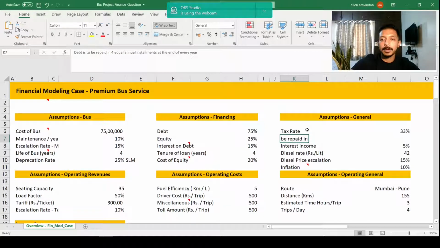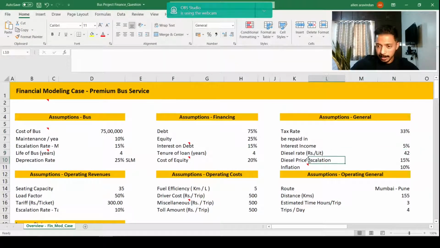On the right, I've got assumptions related to taxation. I'm assuming a corporate tax rate of about 33%. Interest income is 5%, which is related to the amount that I make from the cash that I have in my bank. Then I've got diesel rate, which is about 42 rupees per liter. Now this obviously, as we are speaking in 2021, has changed, but we can change the assumptions later on once the entire model is made.